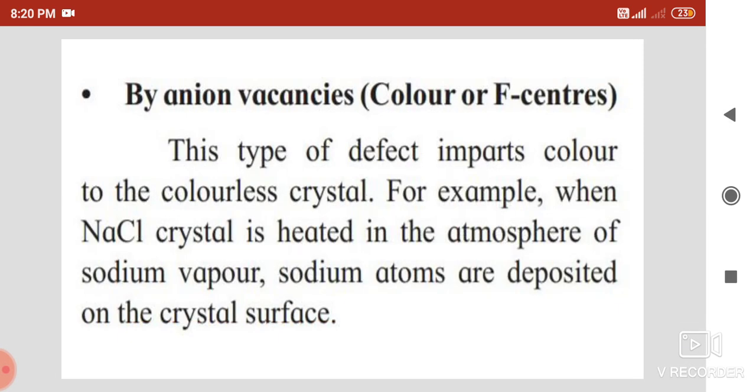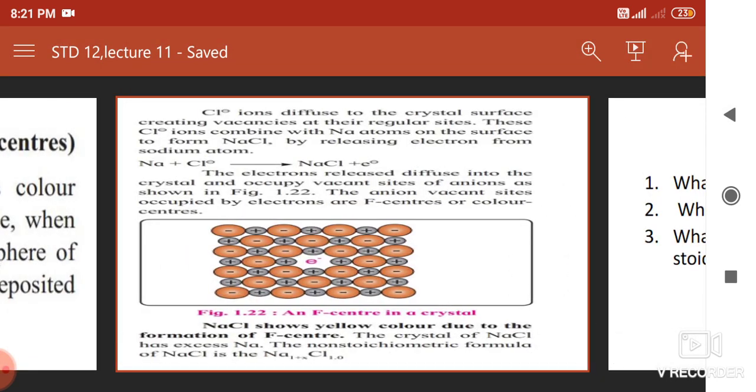Then the second non-stoichiometric defect is by anion vacancies. This type of defect imparts color to the colorless crystal. Example: when a sodium chloride crystal is heated in the atmosphere of sodium vapor, the sodium atoms are deposited on the crystal lattice. So here again there are excess sodium atoms, and because of that it gives color to the colorless sodium chloride crystal.